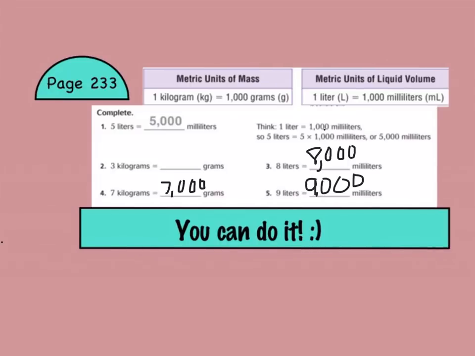All right, everybody, let's go ahead and check our answers. Number 3 is 8 liters is equal to 8,000 milliliters. Number 4, 7 kilograms is equal to 7,000 grams. Number 5, 9 liters is equal to 9,000 milliliters. How'd you do? I know you did awesome. Let's go ahead and keep working.